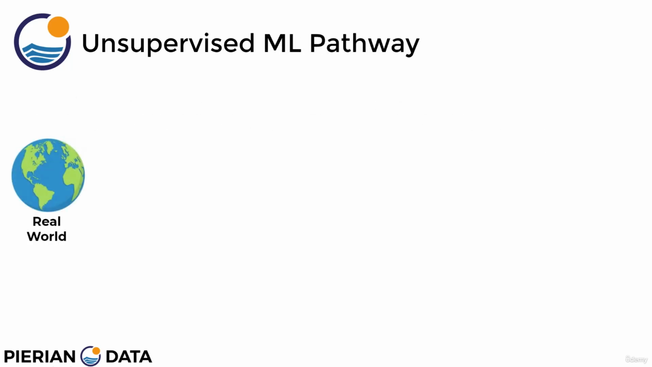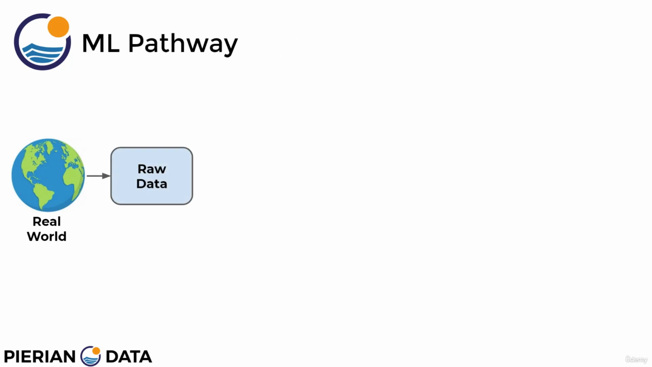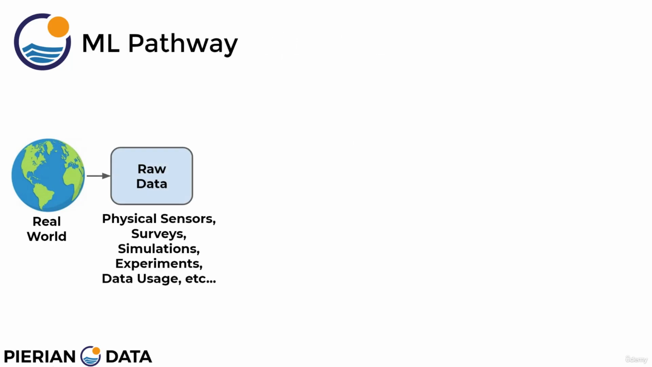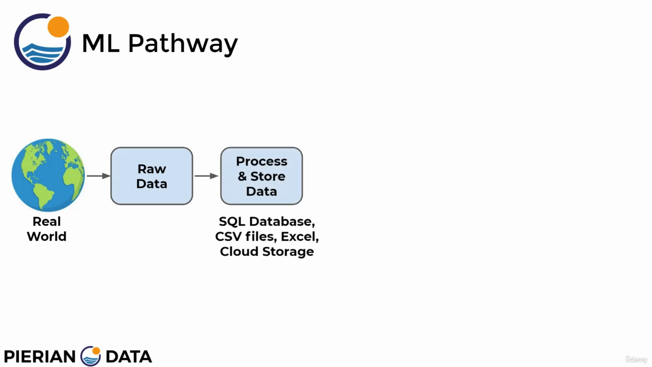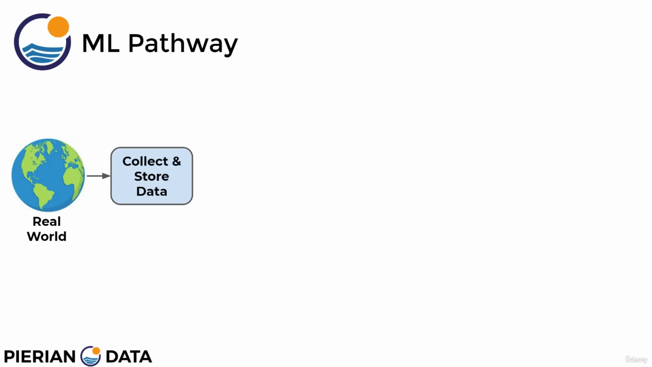Recall that we need to start off in the real world. And then we collect raw data from physical sensors, surveys, simulations, etc. And then we need to process and store that data, either in a SQL database, CSV files, Excel, cloud storage, and all of that we can say is just collect and store data. That actual process is not going to change.